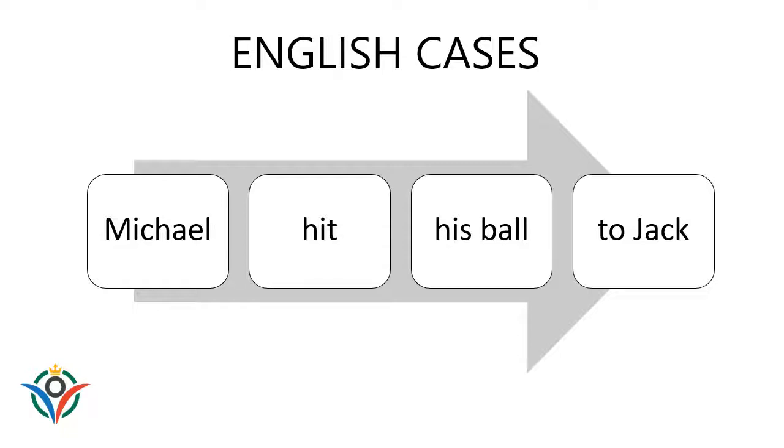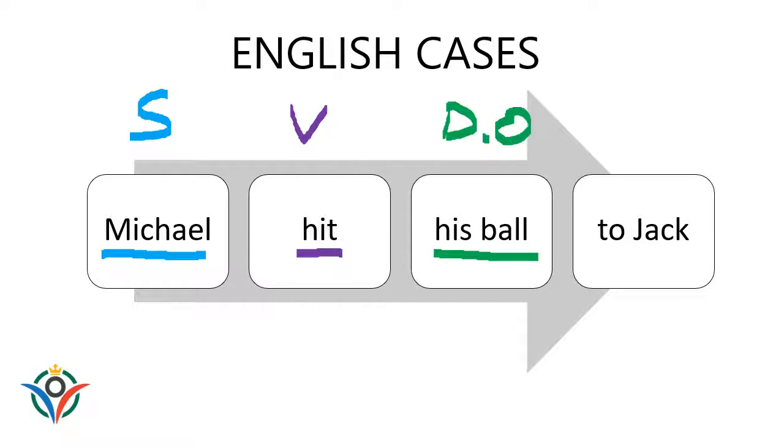The sentence says, Michael hit his ball to Jack. So we have Michael, which is the subject. That's followed by the verb, which is followed by the direct object, and that is followed by the indirect object. If these words were in different orders, then this sentence wouldn't make sense to us.